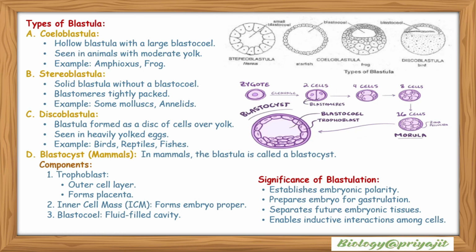Blastocyst, which is found in mammals, is what the blastula is called. Its components are the trophoblast, which consists of an outer cell layer and forms the placenta, then the inner cell mass, which forms the embryo proper, and the blastocoel, the fluid-filled cavity. Significance of blastulation: it establishes embryonic polarity, prepares the embryo for gastrulation, separates future embryonic tissue, and enables inductive interactions among cells.